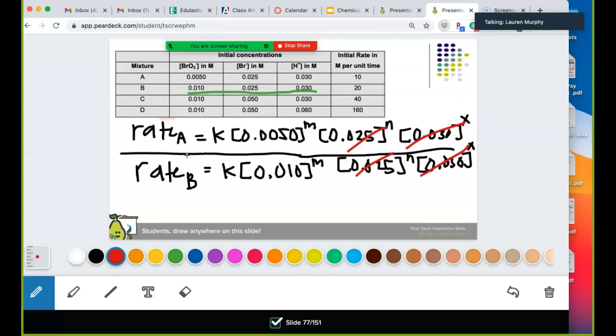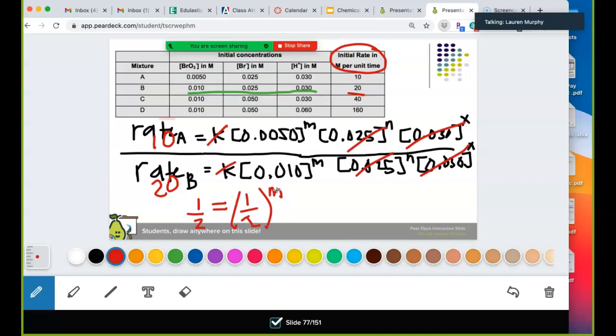Now, I forgot to include one thing. I haven't plugged in the rate yet. I have a number for rate. That's this column right here, initial rate. So A is 10. B is 20. So 10 divided by 20 is 1/2, right? Equals, your K's cancel. 0.005 divided by 0.01 is also 1/2. Raised to the m power.